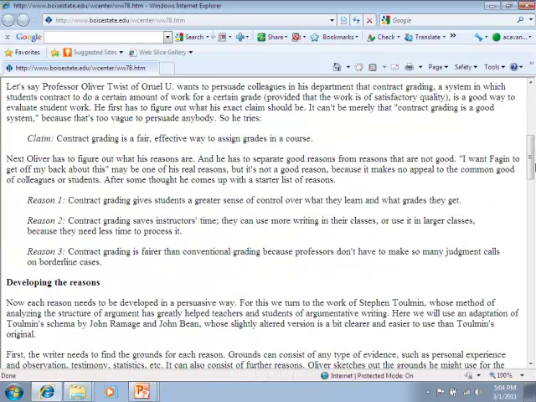Let's say Professor Oliver Twist of Gruel University wants to persuade colleagues in his department that contract grading, a system in which students contract to do a certain amount of work for a certain grade, provided that the work is of satisfactory quality, is a good way to evaluate student work. The claim might be contract grading is a fair, effective way to assign grades in a course.